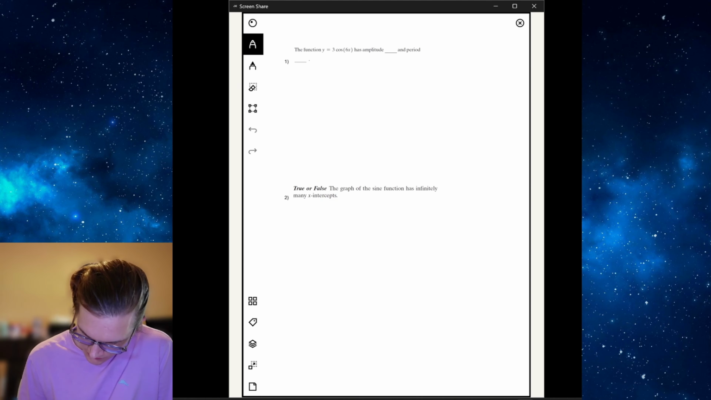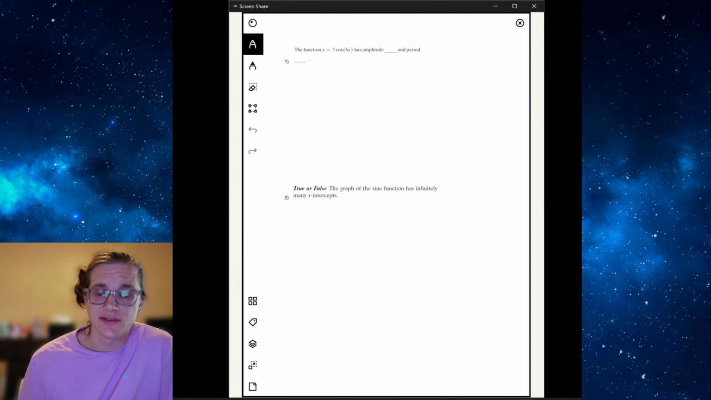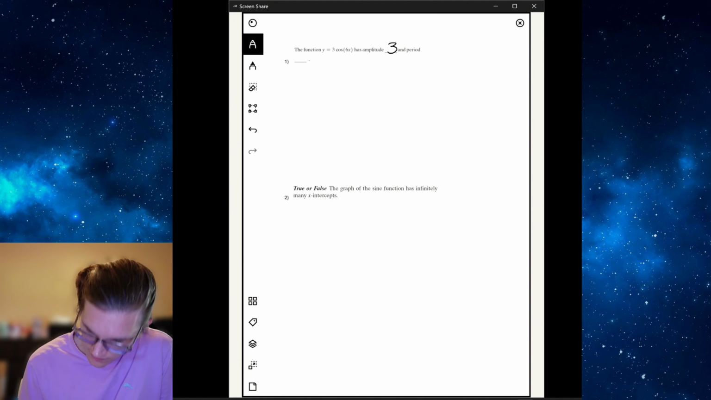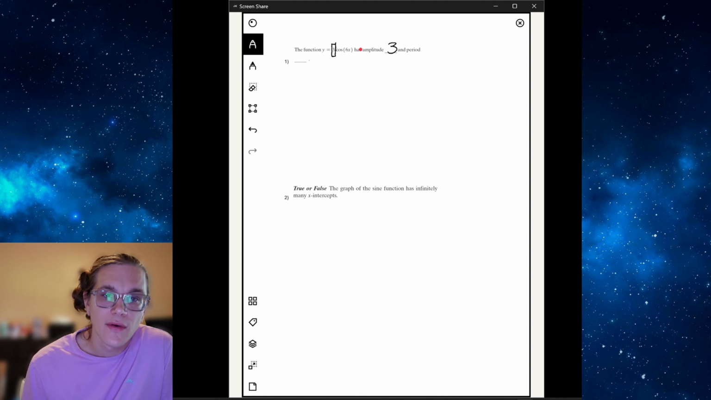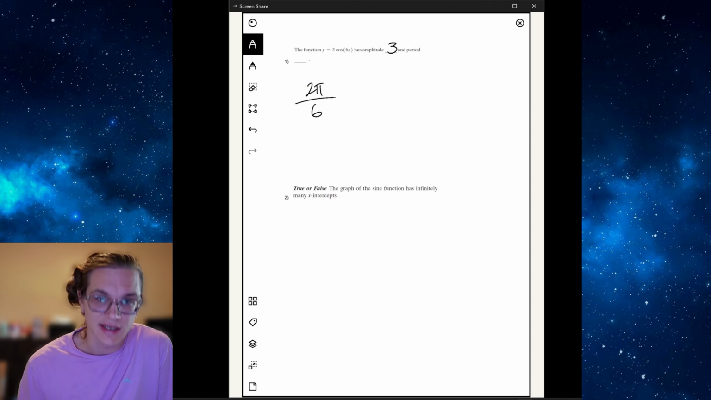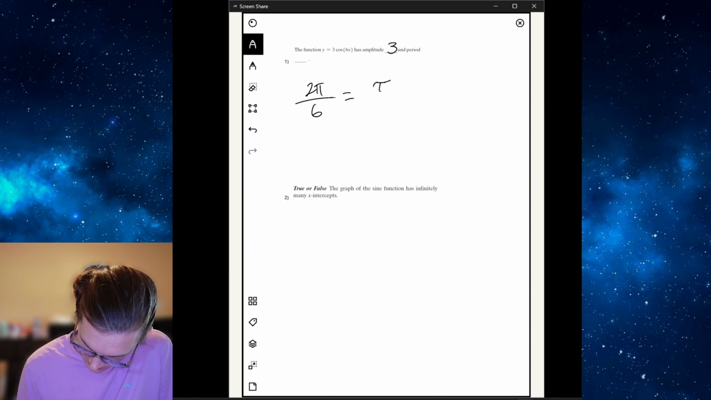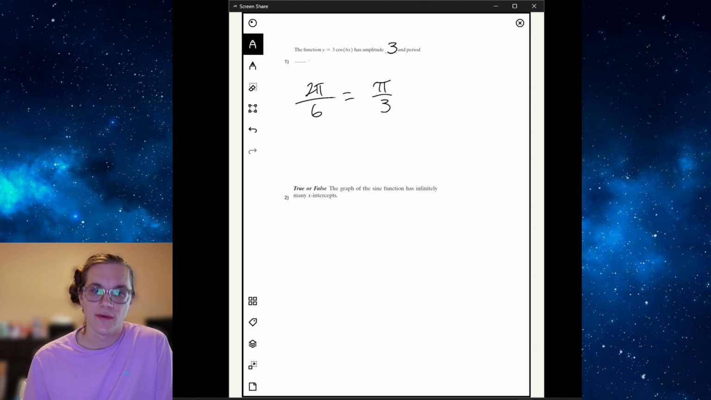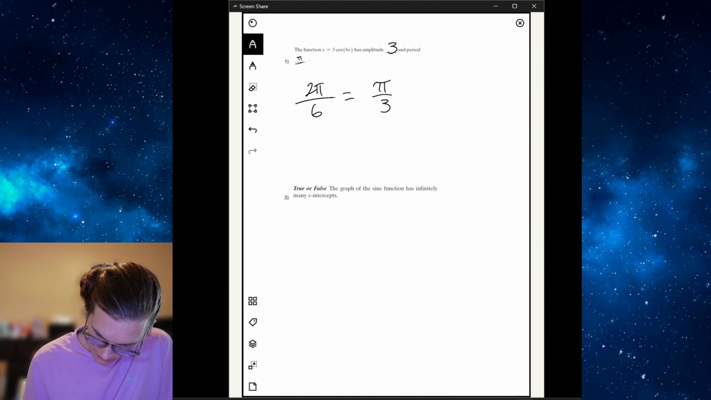Here we have a problem. The function y equals 3 cosine of 6x has an amplitude of blank and a period of blank. This has got to be easy for us at this point, right? Amplitude of 3, because we see it's here in front of the trig function. And a period of, the period is not 6, remember it's 2 pi over that 6, and that is pi over 3. So pi over 3.